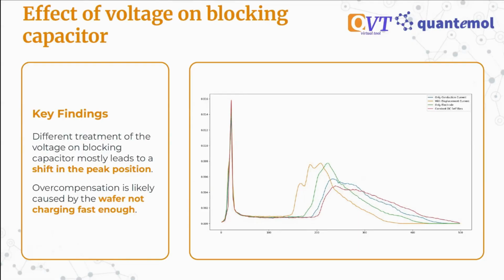So in the end, what you need is the current flowing to the capacitor. And in HPM, you can, for example, take different surfaces into account. You can take only conduction current or also displacement current into account. So we went through these different options to see how it changes. And what you basically see is that this again leads rather to a shift in the peak position than in the shape. So it seems to be that it's probably rather the wafer charging that you're looking at.